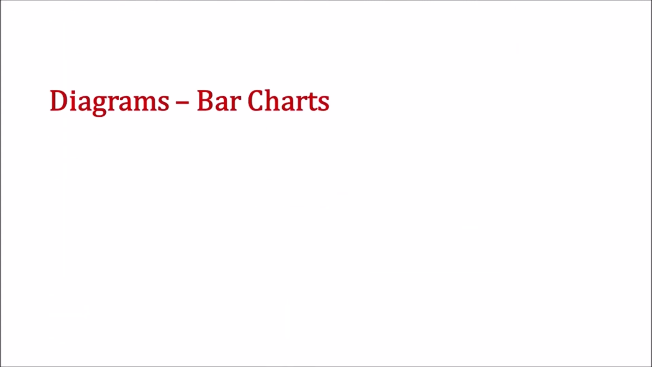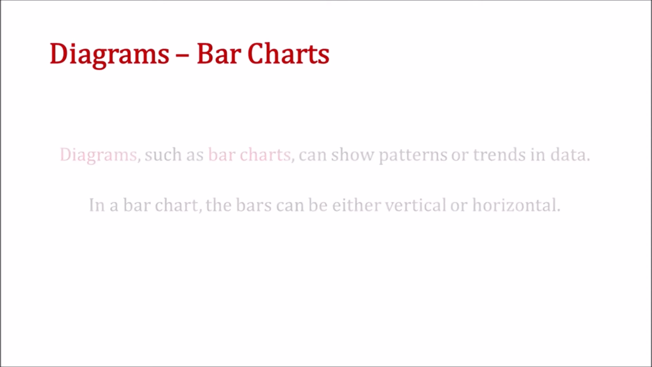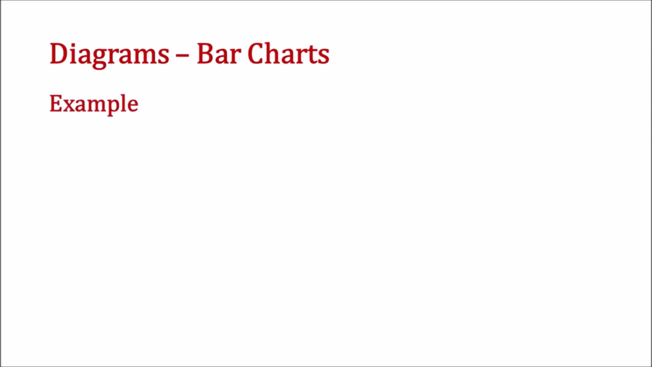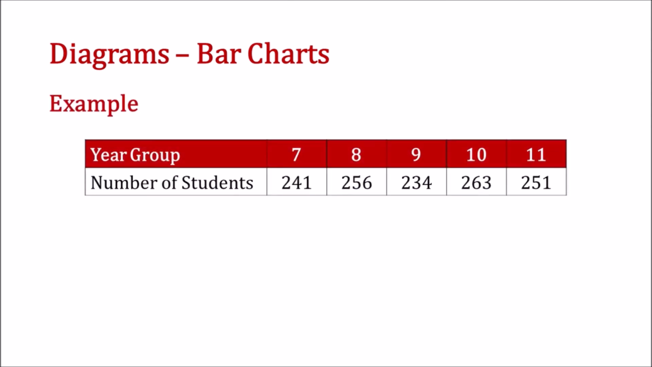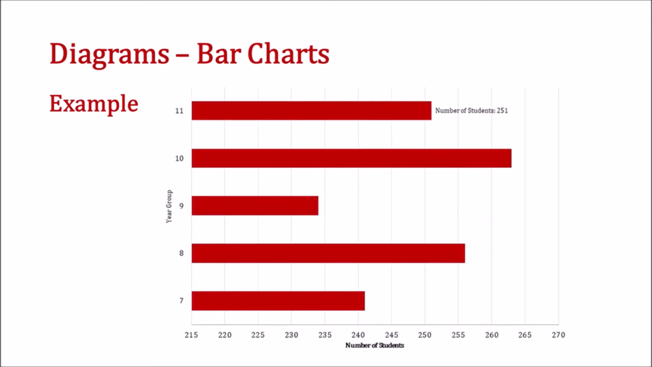Next, diagrams. The first diagram is the bar chart. Diagrams, such as bar charts, can show patterns or trends in data. In a bar chart, the bars can be either vertical or horizontal. They must be of equal width. Example: we will put this data into a vertical bar chart, like this. And this is the horizontal bar chart.